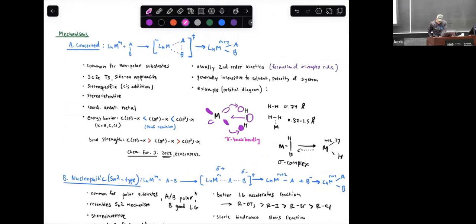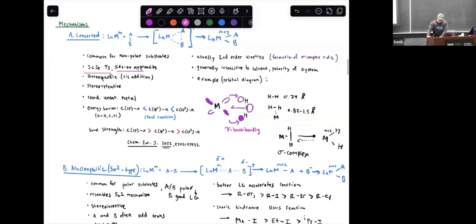So common for the nonpolar substrates is this concerted pathway. It involves initial side-on coordination of that sigma bond that's going to be reacted, and then a 3-center 2-electron transition state. 2 electrons from the metal flowing into the sigma star antibonding orbital of the ligand. The reaction is stereospecific in the sense that it introduces the 2 ligands cissoid with respect to one another.